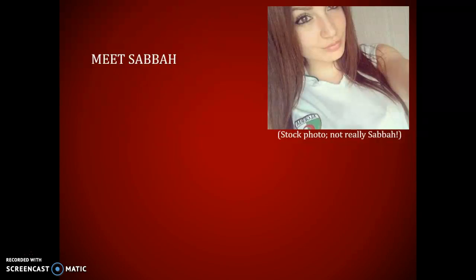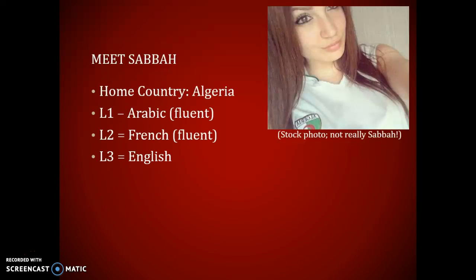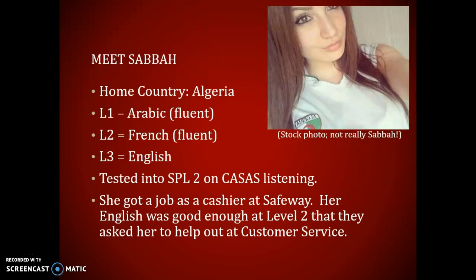I would like to introduce you to Sabah. Now, this is not really Sabah, it's a stock photo, but Sabah was my level 2 student. She was from Algeria. She spoke 3 languages. She spoke Arabic and French fluently, and she was in my class to learn English. Now, Sabah was working at Safeway, and she got a job as a cashier, and her English was good enough that they asked her to help out at the customer service desk.